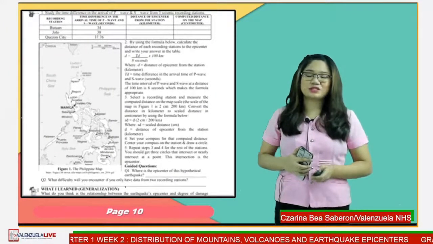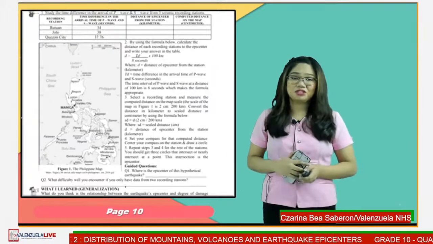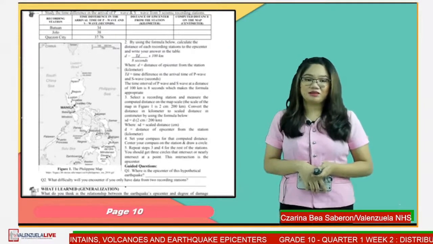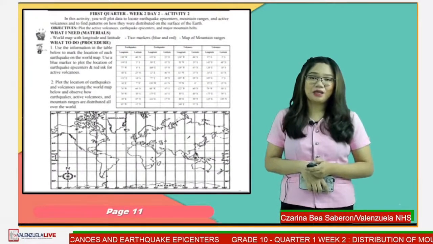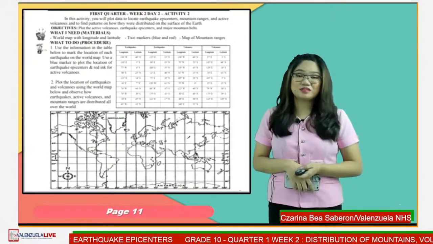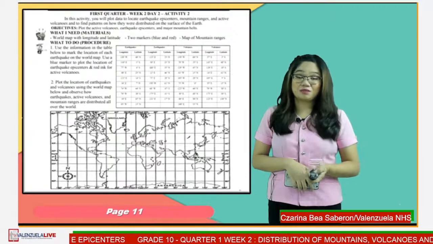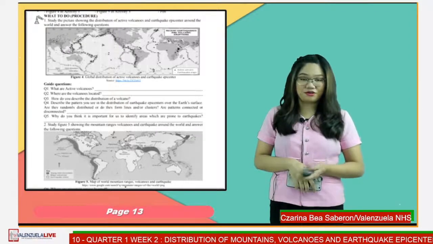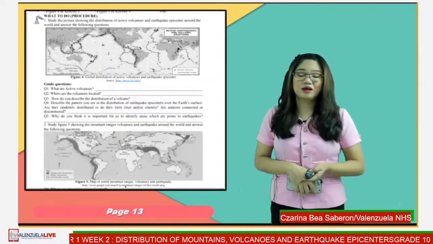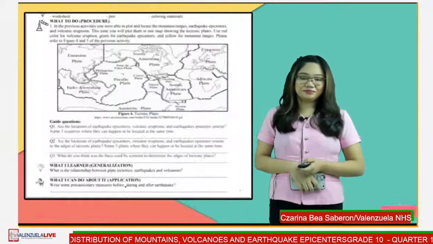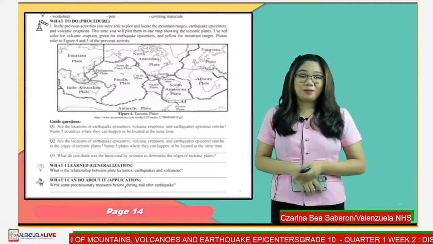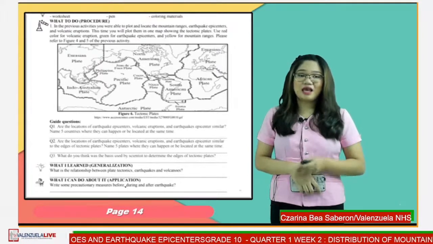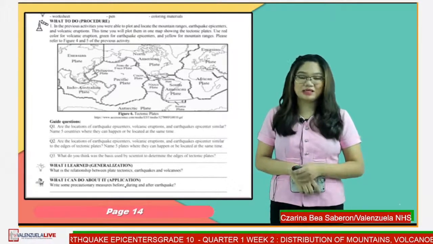Okay, so on your first day activity, on page 10, you are going to locate the epicenter of the earthquake using triangulation method. Next, on the second day, you'll be plotting the locations of volcanoes and earthquakes on the world map, and that is on page 11. Now, on page 13, which is on your third day, you're going to analyze the distribution of volcanoes and earthquakes. And lastly, on page 14, you are going to describe the relationship of volcanoes, earthquakes, and major mountain belts with respect to the tectonic plates.